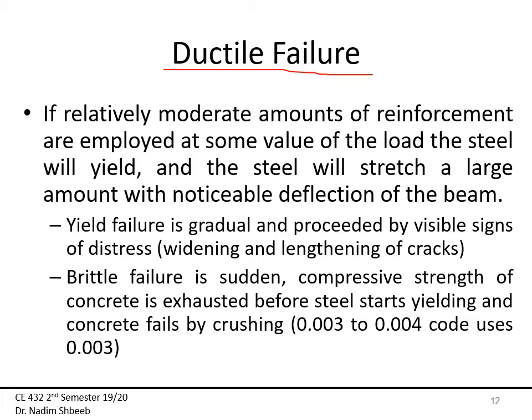If the failure was brittle, sudden, then you will have no warning signs, so it will just collapse on the people, which is something that we do not want in our designs. Usually the crushing strain of concrete is between 0.003 and 0.004. The code usually uses 0.003, and this is my epsilon C, by the way, and we are always going to use that to be 0.003.